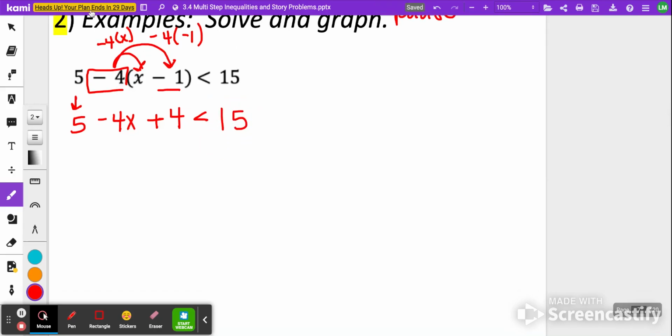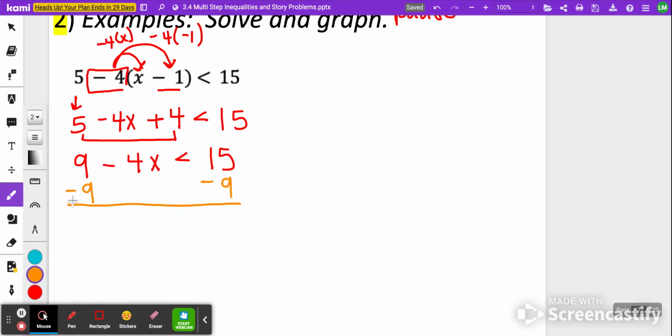As I start to look for combining like terms, because that'd be my next step, I do see I have this 5 and this 4 that can go together. So now I'm going to have 9 minus 4x is less than 15. Now I'm ready to start solving. I'm going to subtract 9 from both sides. 15 minus 9 is going to give me 6. So I'm going to bring down everything else that was left over.